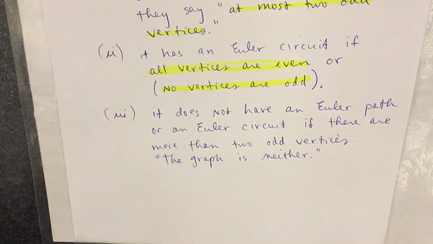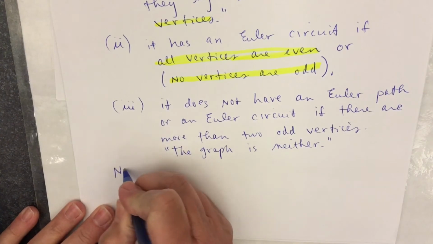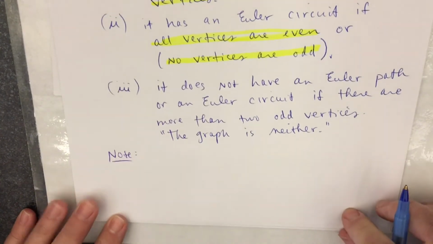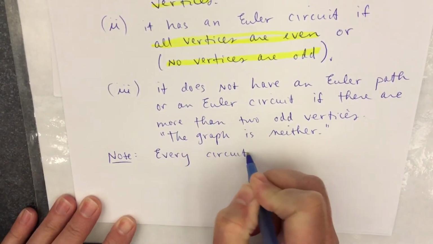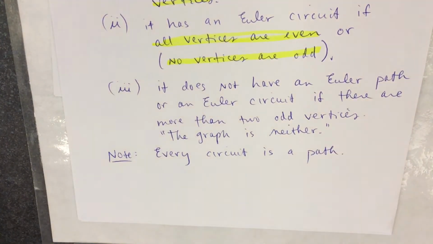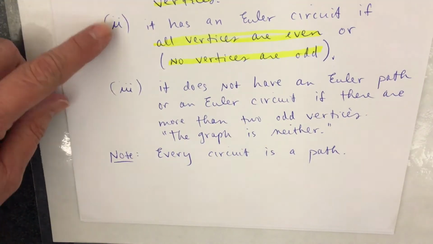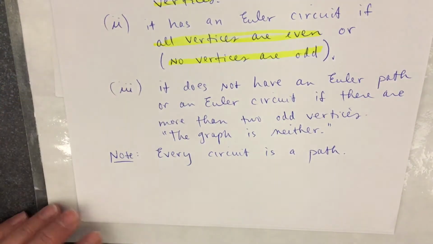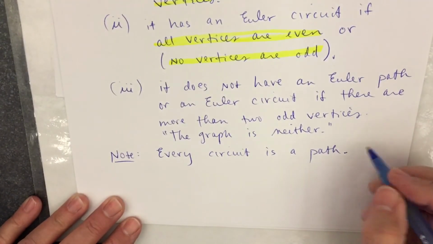Let me make a little comment about 1 and 2. We'll call this a little note. Every circuit is a path. The definition of circuit was a path that starts and stops at the same place. So on number 2, where I talked about Euler circuit, that's also an Euler path. We'll make a note about that.